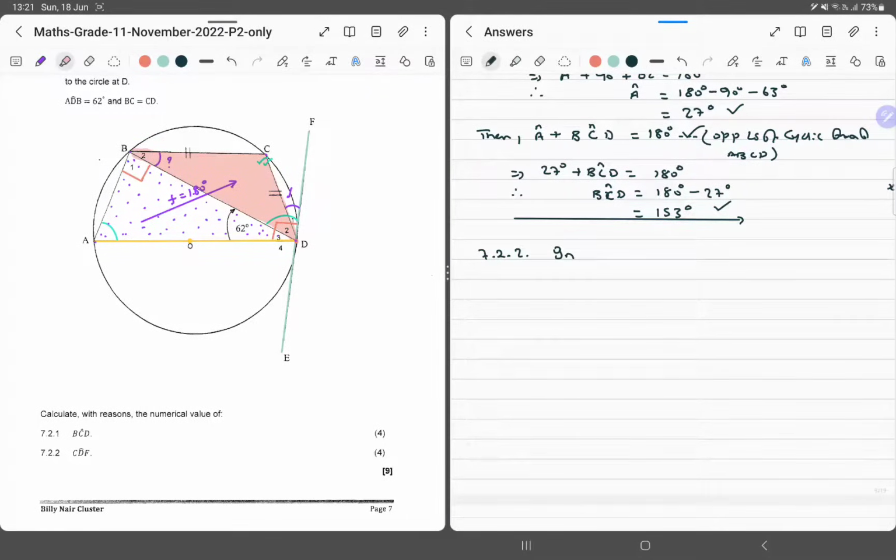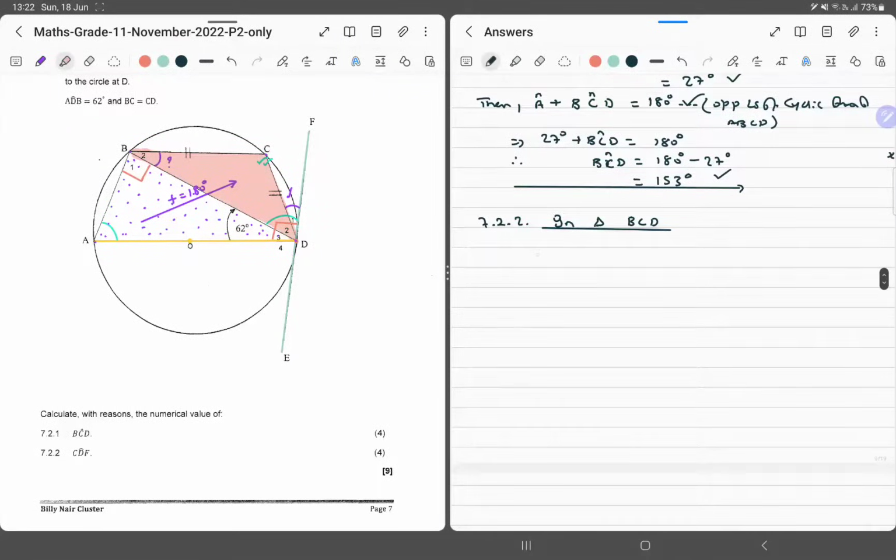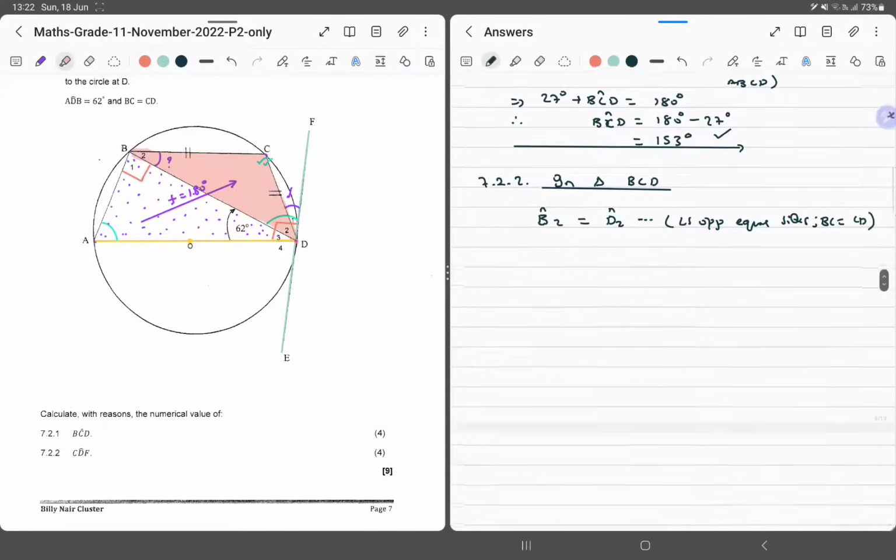So we can say in triangle BCD, what do we know? We know that definitely angle B2 is equal to angle D2, right? What is the story? These are the angles opposite equal sides. It was given that BC is equal to CD. Okay, you always want to be comprehensive about your reasons because you are trying to convince someone that you know.